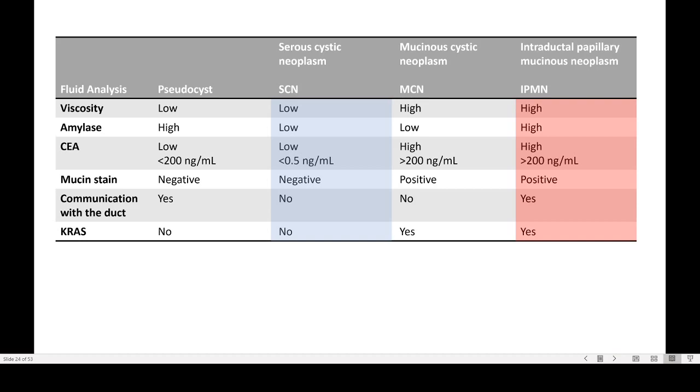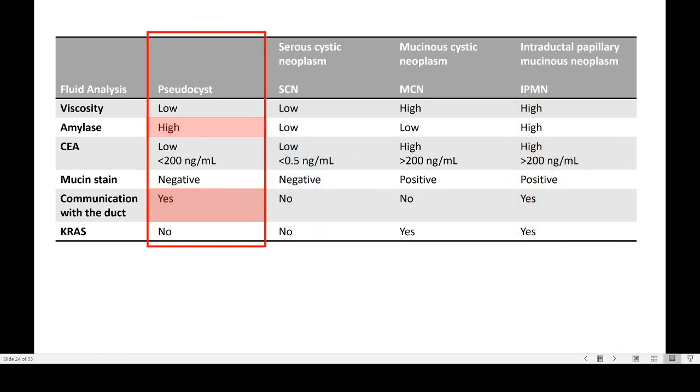So like I was saying, everything in IPMN is high. So if any of the criteria is low, then it can't be IPMN. And the third thing to remember, amylase follows the duct. So this is the most important point, I think, in remembering these questions. If you look at the pseudocyst, it communicates with the duct. Therefore, amylase is going to be high if you sample this.